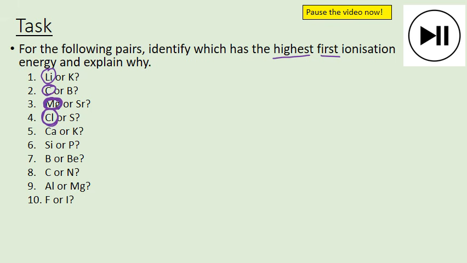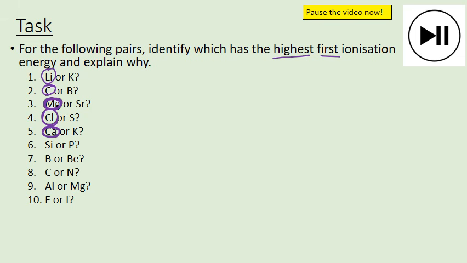Calcium or potassium. Locate those in the periodic table and you will see that they're in the same period. However, calcium is further to the right, which means it has a smaller radius. It has the same shielding, has a higher nuclear charge, and more energy is going to be needed to remove those electrons.